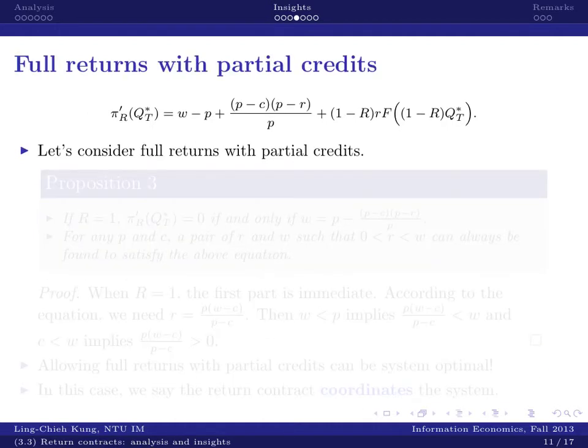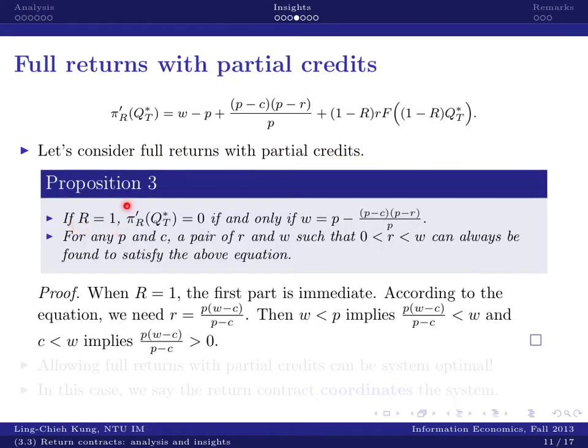Okay, so now let's consider some intermediate case. Let's consider, for example, returns with partial credits. And here we're going to show you that this will work. Returns with partial credits.